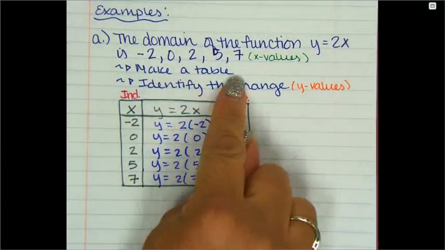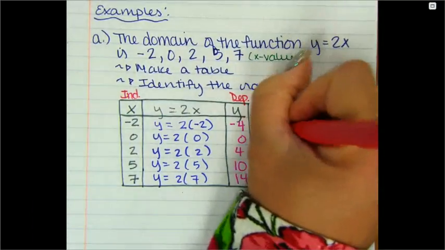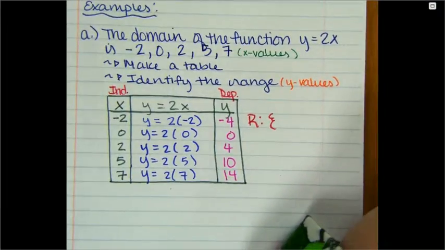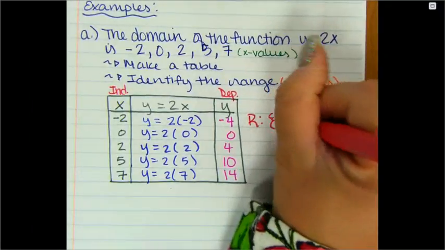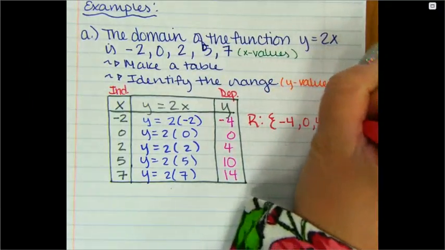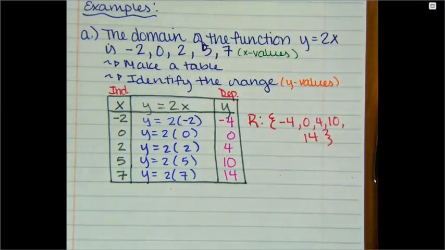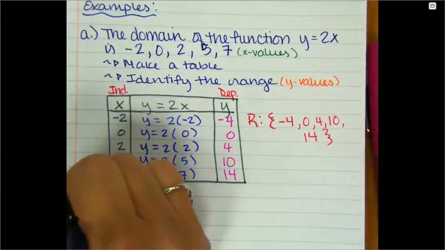Did we make the table? Yep. Now we need to identify the range. So we're going to go ahead and identify the range. What are your range values? Remember, you always must list them from what? Least to greatest. So what are they? 10 and? Good. Easy enough?